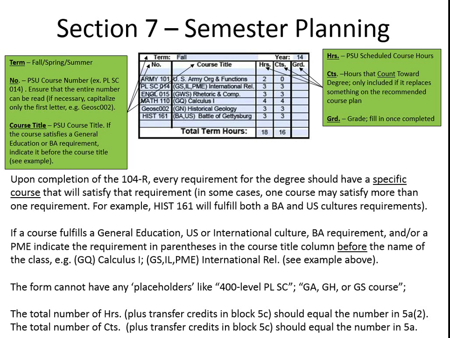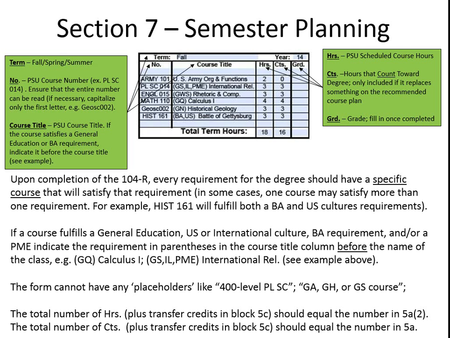Under the course title, first enter all Gen Ed, Diversity, BA, and or PME requirements in parentheses, then enter the course name. The course name can be abbreviated or truncated since the course number is legible and can be looked up on the University Bulletin. Only include the Gen Ed, Diversity, BA, or PME requirements until those requirements are satisfied.